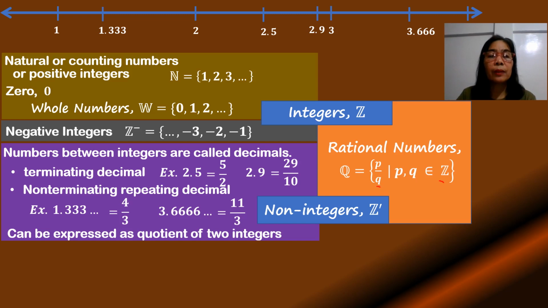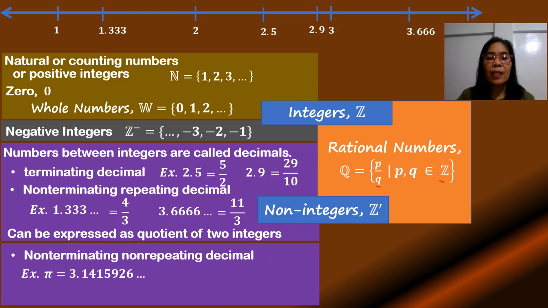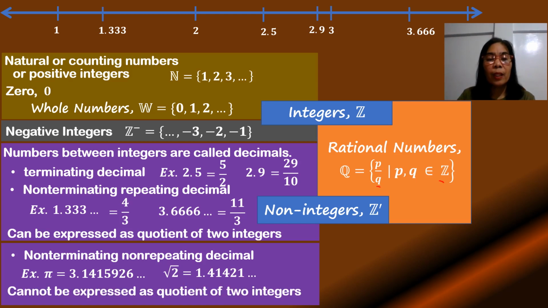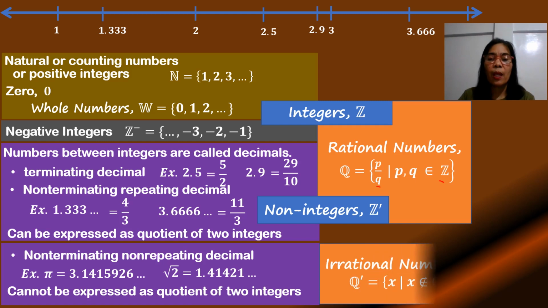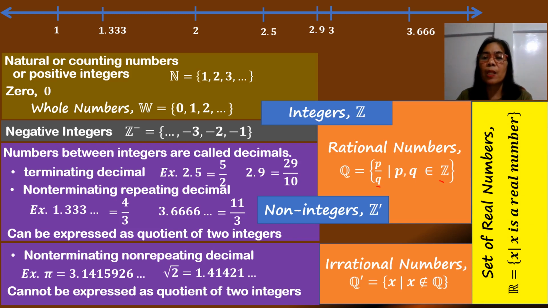The third type of decimal is the non-terminating, non-repeating decimal. For example, we have pi. Pi is a non-terminating, non-repeating decimal. We also have the square root of 2. These types of decimals cannot be expressed as a quotient of two integers, and we call these numbers irrational numbers. The set of rational numbers and irrational numbers makes up the set of real numbers.